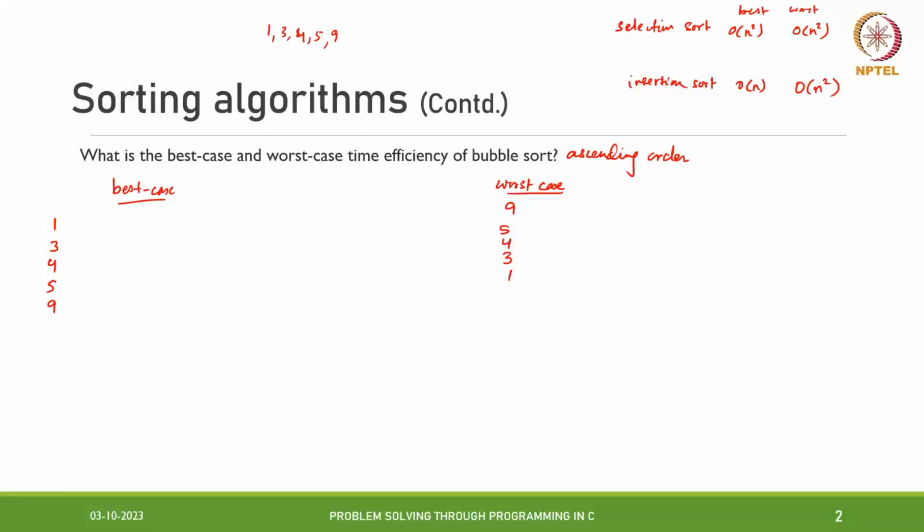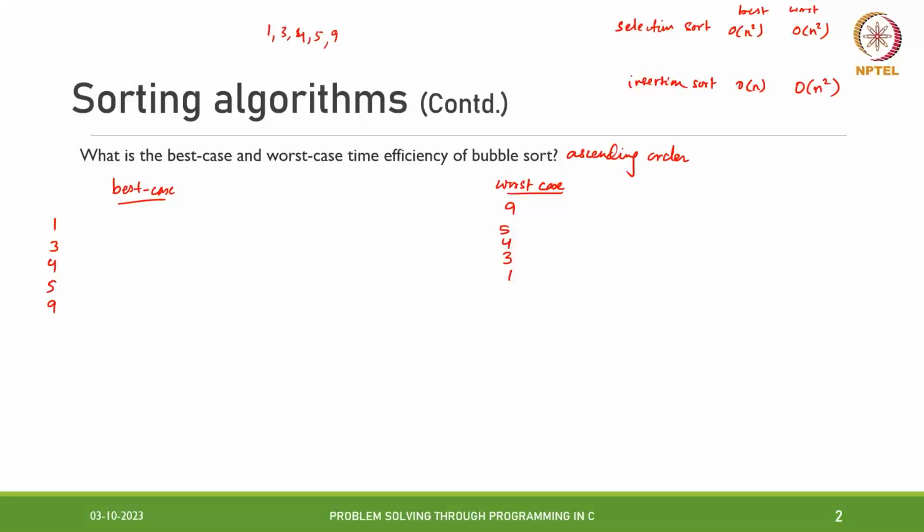If you know how bubble sort works, let me just give you a brief overview. First we look at the entire array, and we will compare all elements starting from the top. So we will compare 1 and 3, then we will compare 3 and 4, then 4 and 5, and 5 and 9, and we will swap whichever is higher so that it goes below.